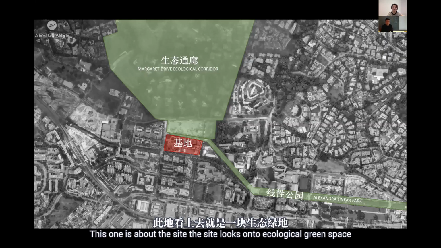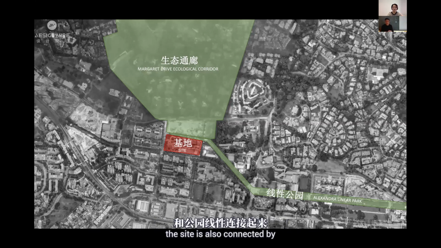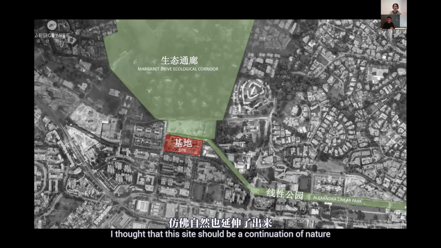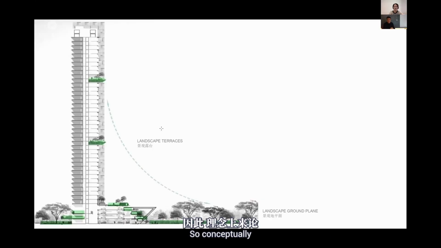This one is about the site. The site looks onto ecological green space. The site is also connected by a linear park, which is an old canal. So when we have this site, I thought that this site should be a continuation of nature. Nature should not be interrupted. So conceptually, nature is brought up over the car park and into the sky terrace.